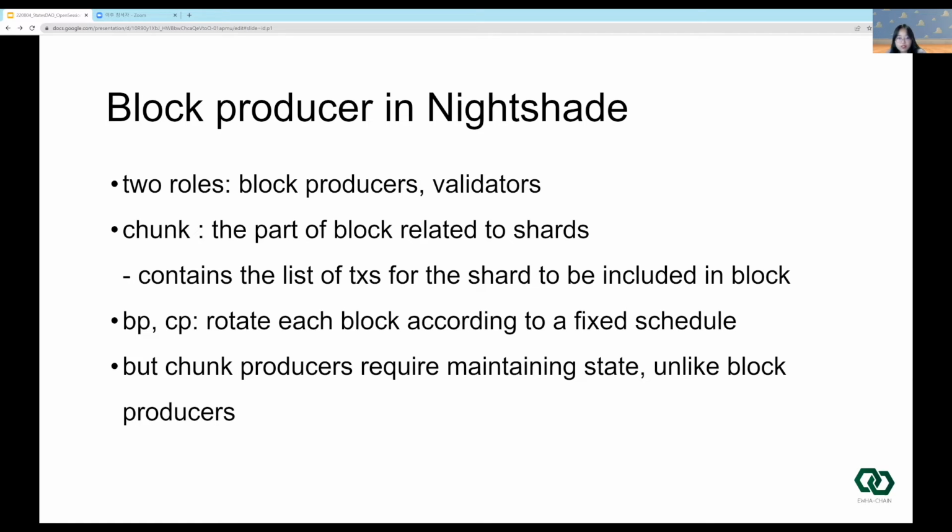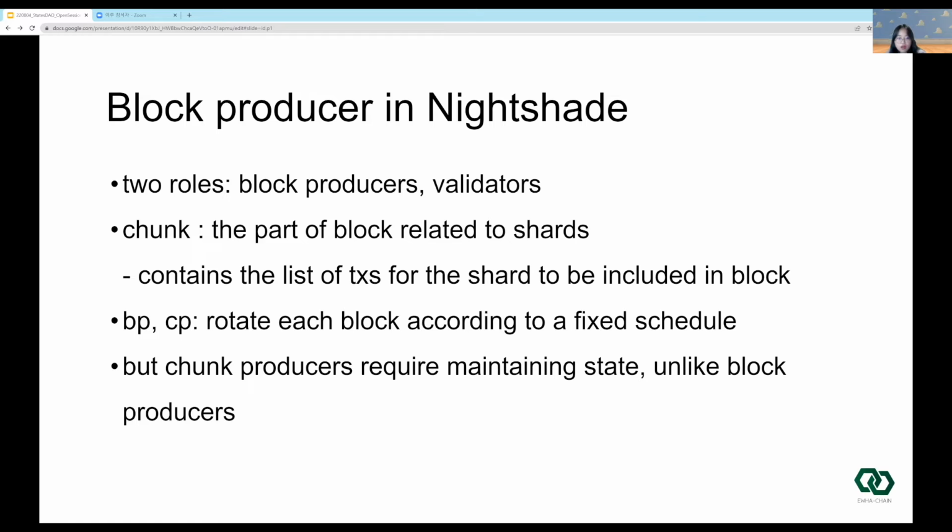For each block on the main chain and for every shard, there's one of the assigned block producers who is responsible for producing the part of the block related to the shard. The part of the block related to the shard is called a chunk and contains the list of transactions for the shard to be included in the block, as well as the Merkle root of the resulting state. The block will ultimately only contain a very small header of the chunk, namely the Merkle root of all applied transactions and the Merkle root of the final state.